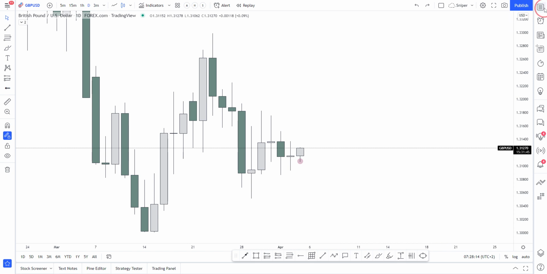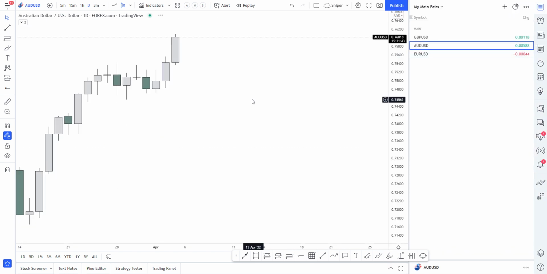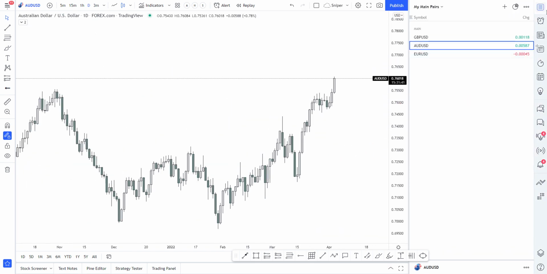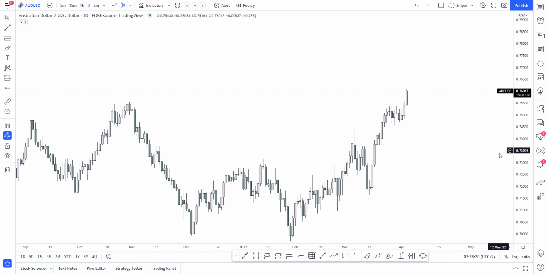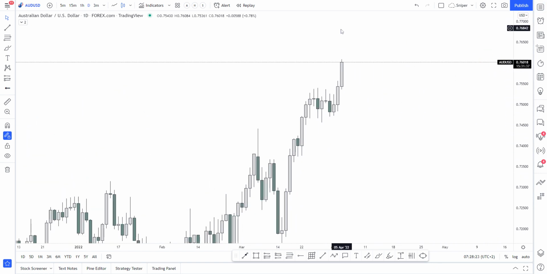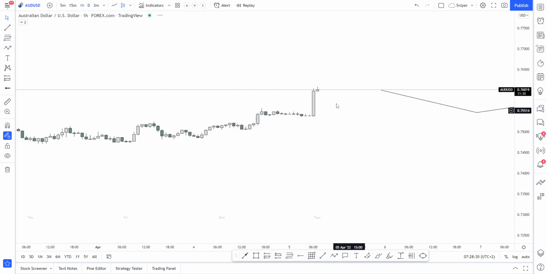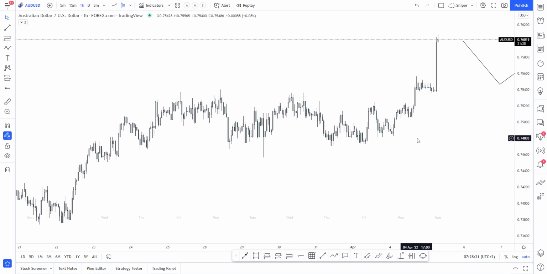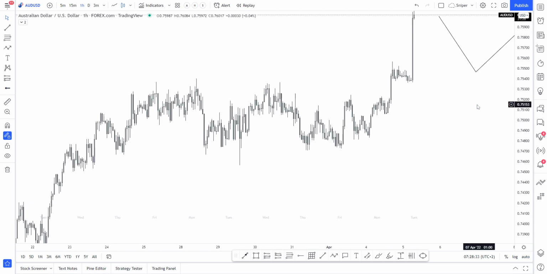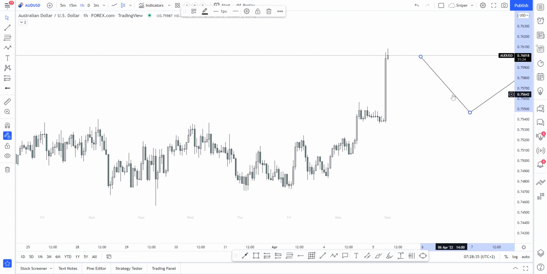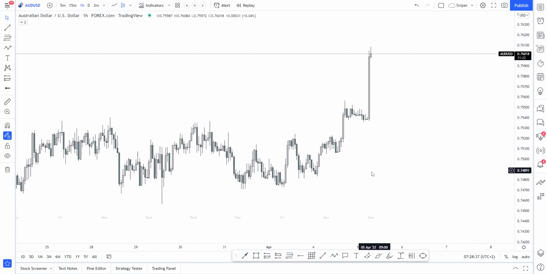Now we just have a quick glance at Aussie dollar. I'm not going to spend too much time. We see the daily pushing bullish. Obviously, we want to see a pullback and then a continuation up higher. If we go to the 1 hour, okay, I wouldn't even be looking at this pair. There's nothing for me in this pair.